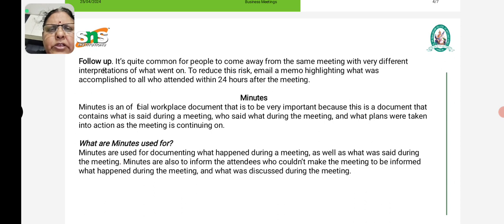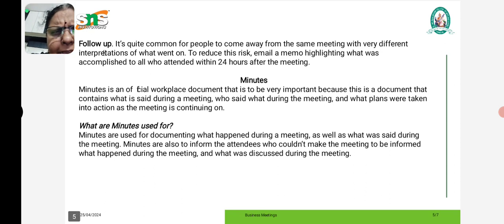So, minutes. So what is a minute? Minutes are a workplace document that is very important, because it is a document that contains what is said during a meeting, who said what during the meeting, and what plans were taken into action as the meeting continued. So the discussions made in the meeting are known as minutes.